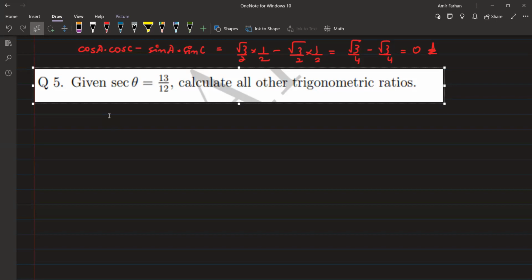So solve the other things. You have to find out the perpendicular to get the other ratios, because sin theta, tan theta and cosec theta involve the perpendicular. That's what you need. Find out fast.